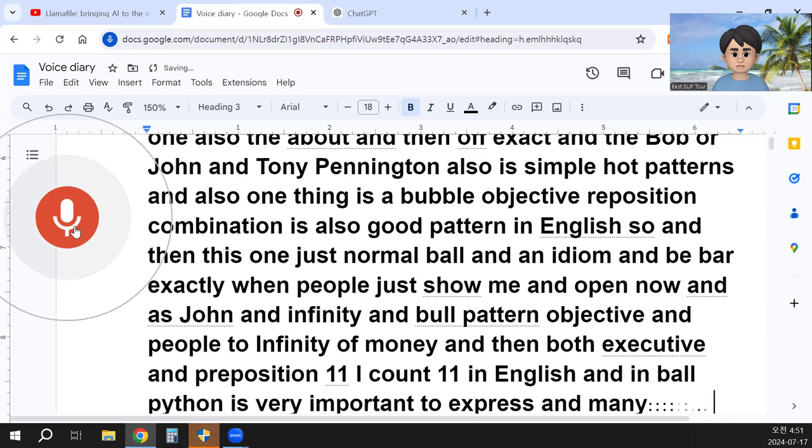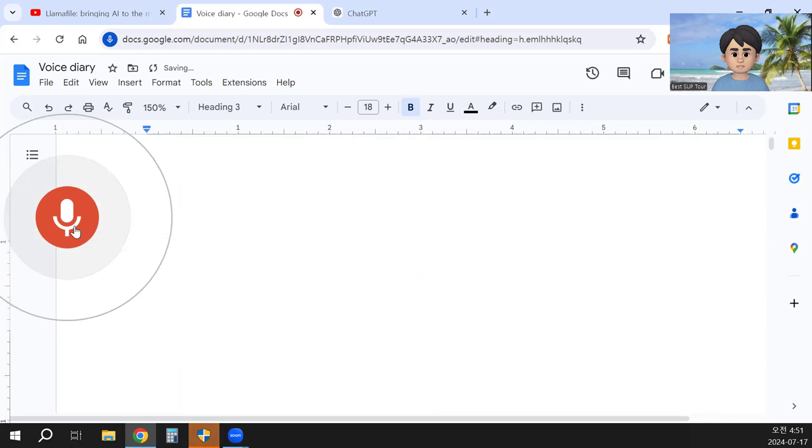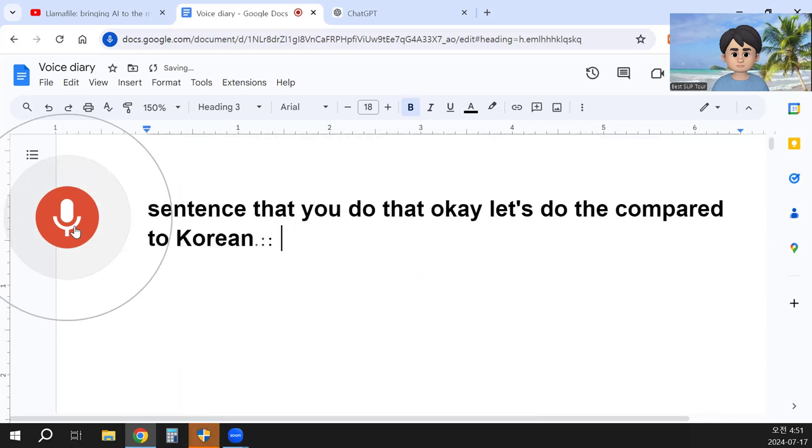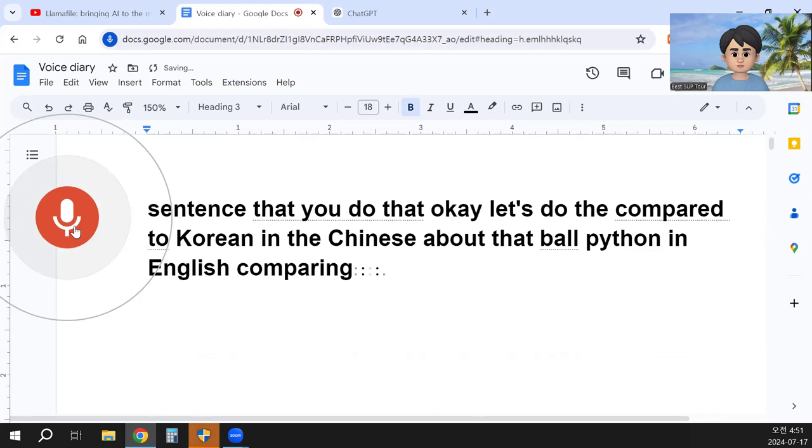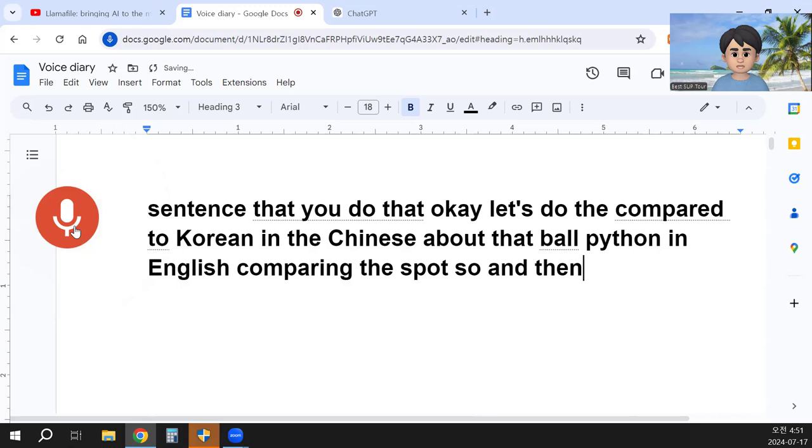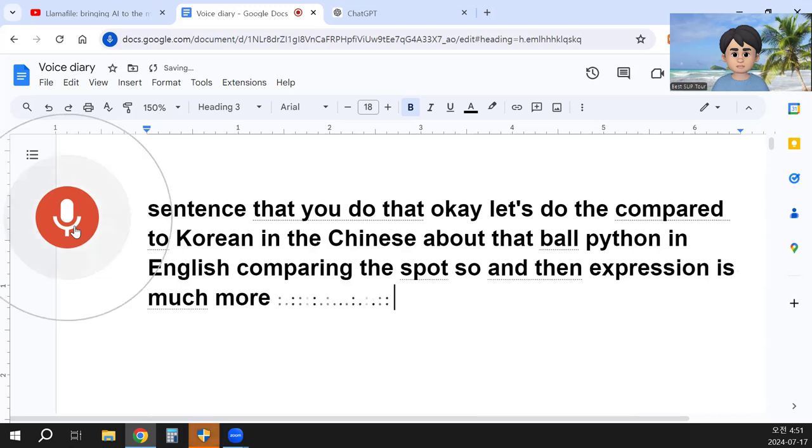Okay, let's compare Korean and Vietnamese about that verb pattern in English. Comparing the tenses first, in Korean and Vietnamese tenses are very simple. Yeah, very simple, not like English. English has very complicated tenses. And then expression is much more interesting. Now, how about the verb patterns?